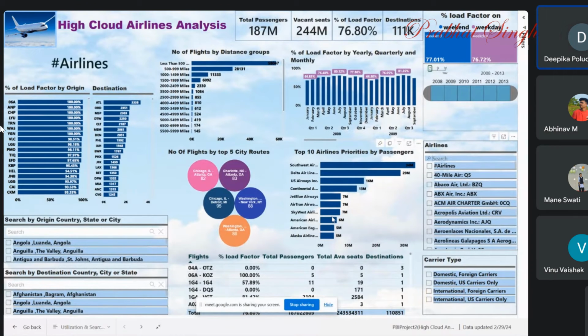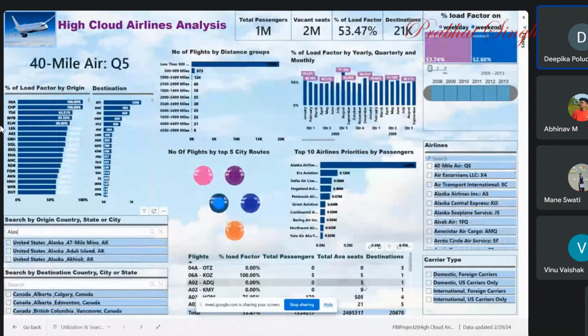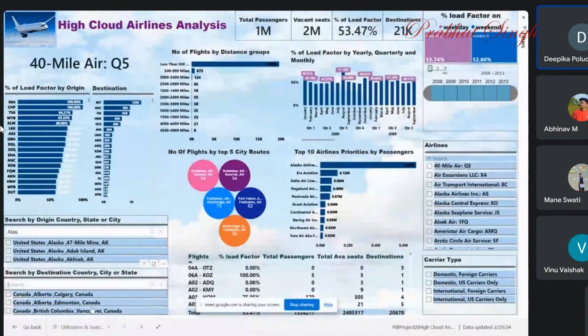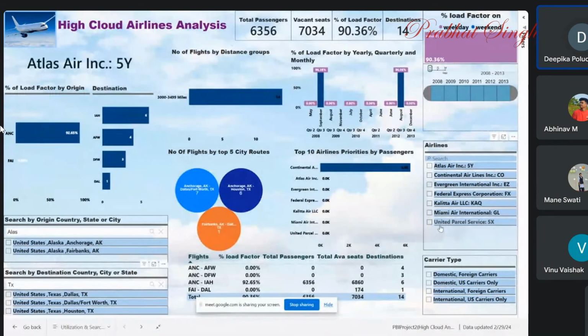Now, on this report page, we can search for those airlines in question, either by origin country, state, or city, as well as destination country, city, or state. For instance, I'll just take Alaska, and here Texas. The search capability within slicers narrows down our focus right where we want to be.